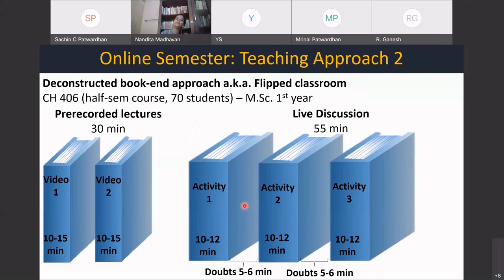This is the second teaching approach that I used for the online semester. This was a course where I was the sole instructor. This is an MSc first year course. The class strength is 70 students. This is a half sem course.